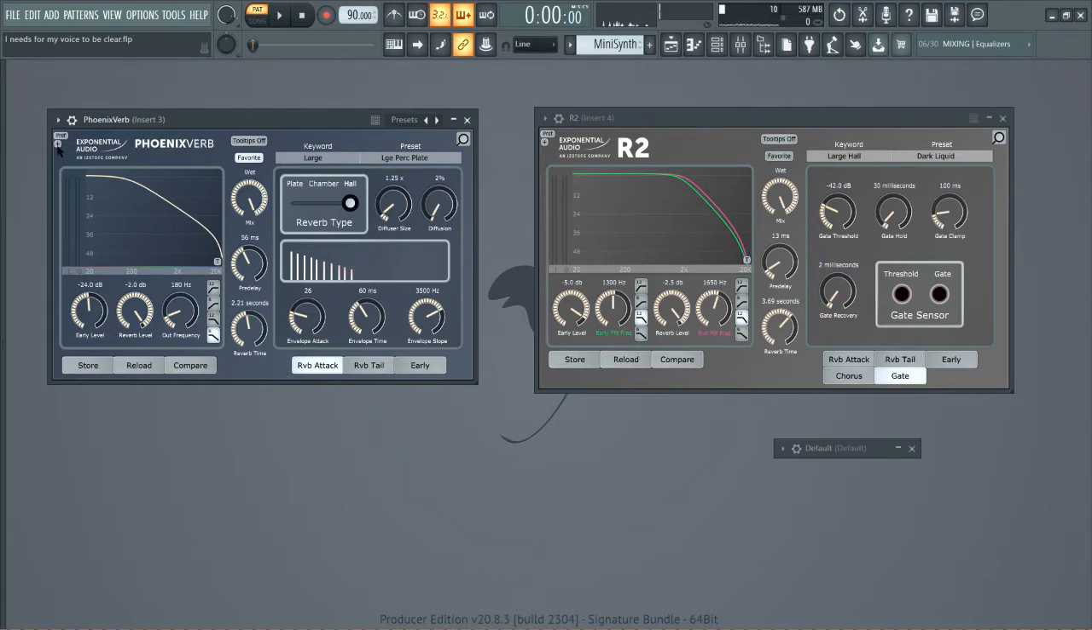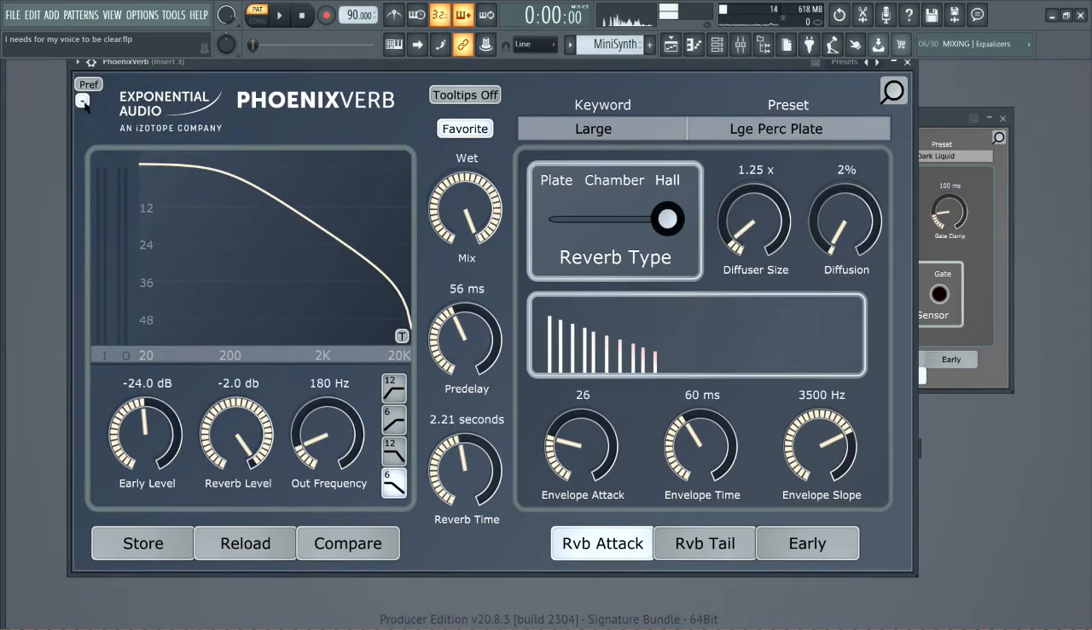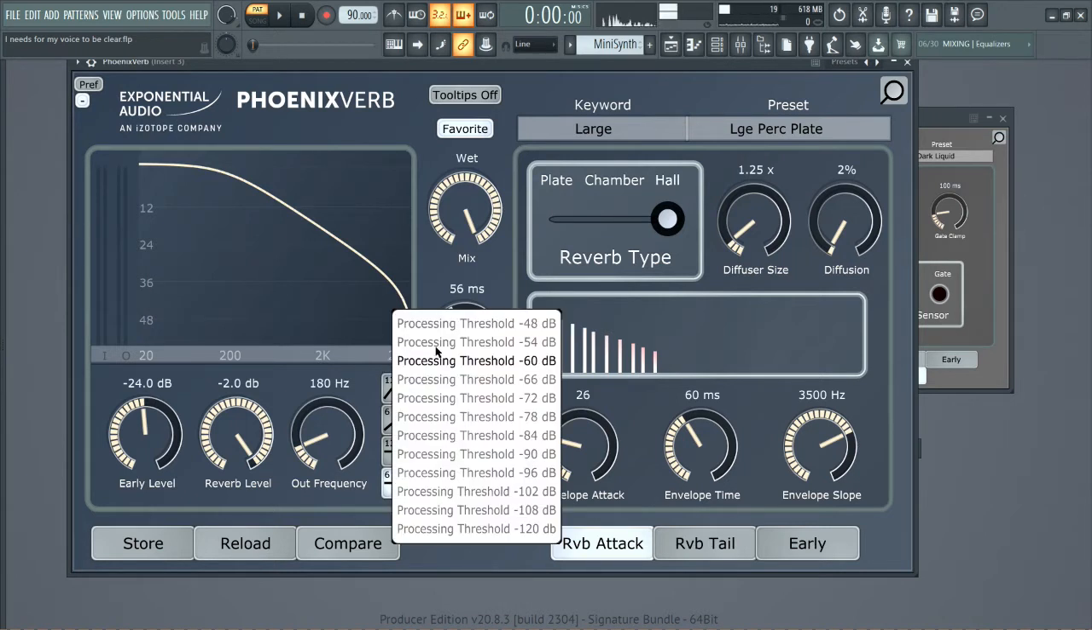If you look here, starting on Phoenixverb, there's this resize button, which I think is actually pretty cool. It makes it just really big, so you don't have to worry about not being able to see. The next thing you have is this cutoff threshold. If audio goes below a certain amount as far as gain, then the plugin will deactivate itself so it won't take up CPU. And that's really cool.